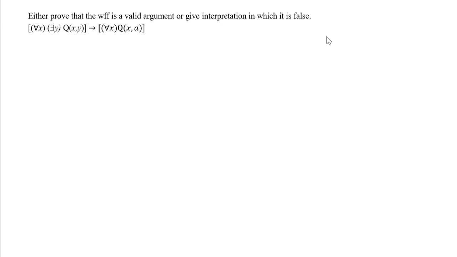So let's see this example here. Either prove that the well-formed formula is a valid argument or give an interpretation in which it is false. So again, what we have: for any x, there exists some y, and there is some relationship Q of x y. That implies that for any x, there exists some value a that makes that relationship between x and a true. So let's see an example. What should we make Q of x y?